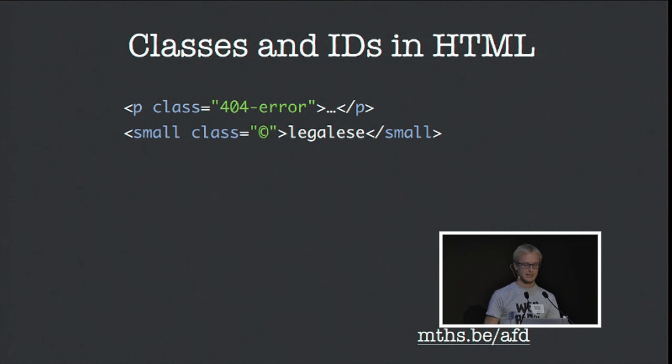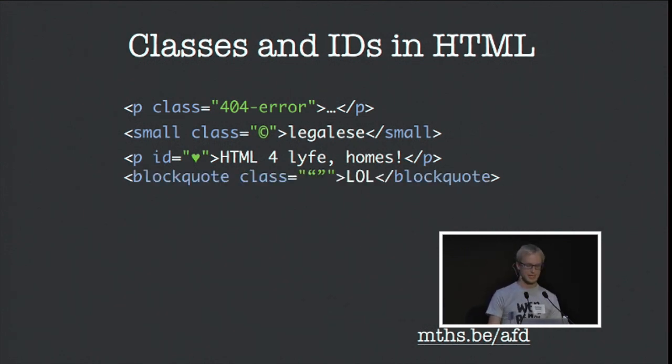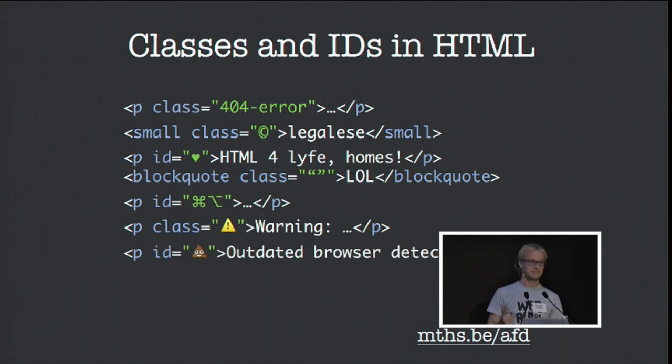This means that IDs can contain any symbol at all, except for white space. But everything else is valid as part of an ID attribute. So you could use the heart symbol as the ID for a paragraph, for example. Or you could use curly quotes as a class name for a block quote element. You can do all kinds of stuff. You can even use hidden emoji to passive-aggressively tell people they're using a bad browser. And all of this is valid HTML.